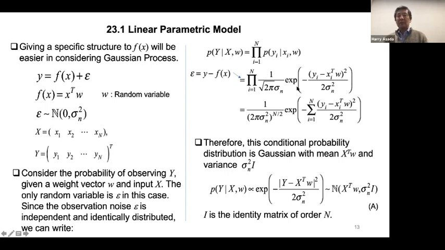Now, a product of exponentials, putting it inside a single exponential, becomes a summation. That's very convenient, right? This part can be written in a simpler vector-matrix form using capital Y and capital X. I just get rid of a coefficient here, which is not so important. So the probability of Y given capital X and W is a normal distribution with mean X transpose W, and this is the variance, where I is the identity matrix.